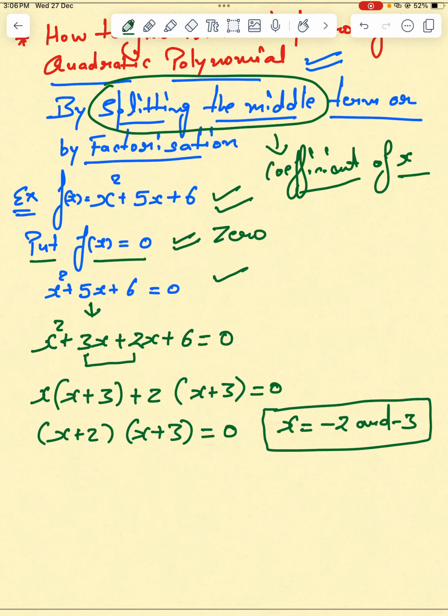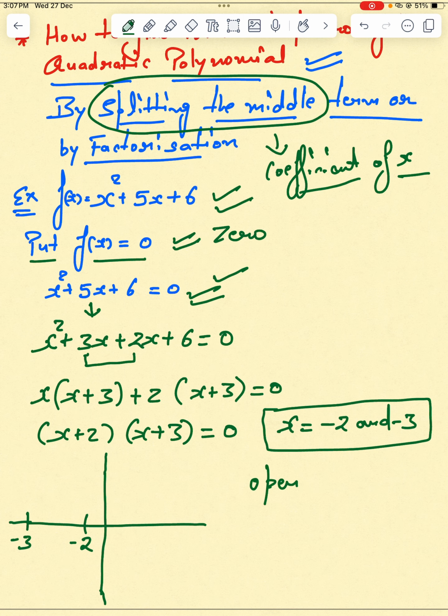Now, what is its physical significance? If I want you to draw the graph of this equation on graph paper, that is on a rectangular coordinate system, then the graph of this polynomial shall cut the x-axis at minus 3 as well as at minus 2, right? So tell me whether the parabola, or the graph of this polynomial, opens upwards or downwards.